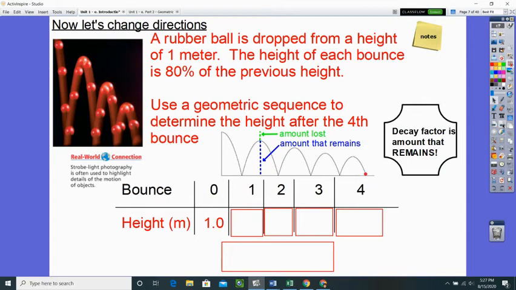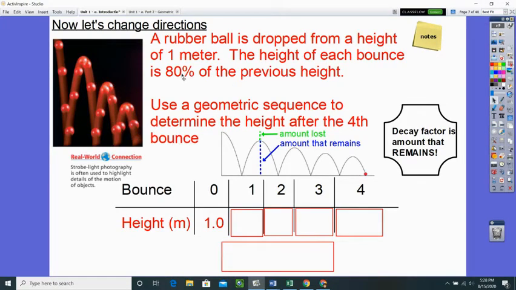Let's go in the other direction. What happens when things go down? Population goes down, you lose money, or in this case, you bounce a rubber ball. So let's say you drop a rubber ball from a height of 1 meter. That's our start height. So at 0 bounces, in my hand, it's 1.0 meters above the ground. Every time it bounces, it will be 80% of the previous height.